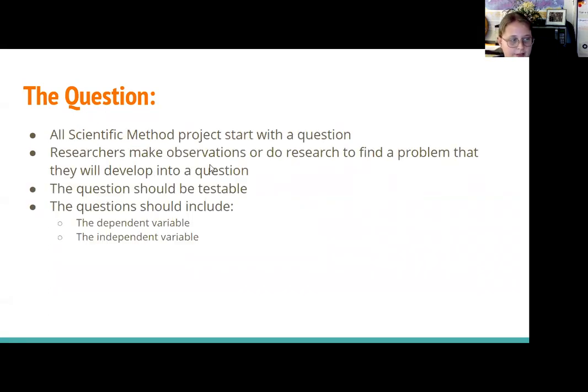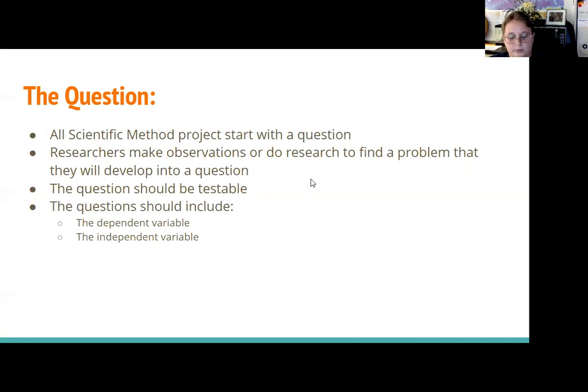If you're doing a scientific method versus the engineering, it's going to start with the question. So you, as the researcher, will make observations or do research to find a problem that you will develop into a question. And this makes sense because if you are looking at science topics that you're interested in, you're naturally going to have questions about how those things happen, what happens when this affects this, stuff like that. So you are going to naturally have questions about topics you're interested in.